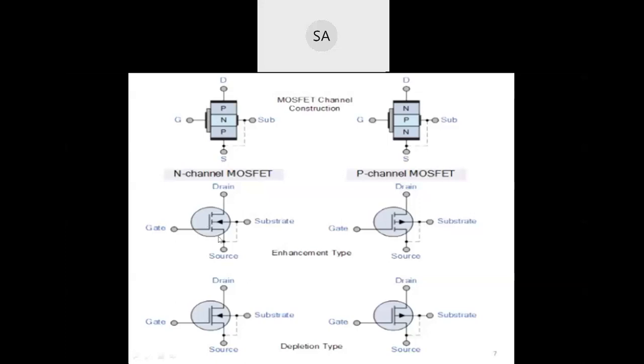So here is the enhancement mode symbol: gate, drain, source, and substrate. This is the N channel type, and this is the P channel type enhancement mode, and this is the depletion type MOSFET. In enhancement mode we have the breaks, and in depletion mode there will be no break in this channel. These are the symbols for the enhancement mode and depletion mode MOSFET.